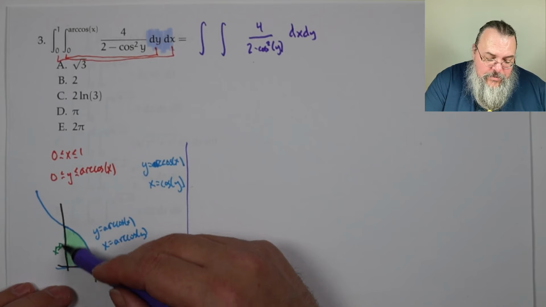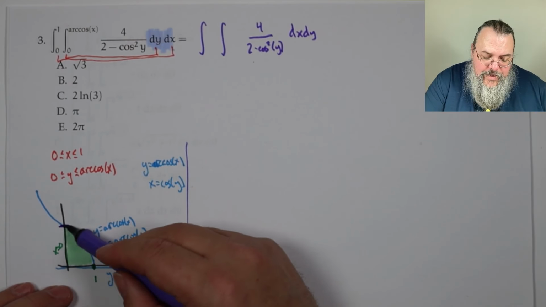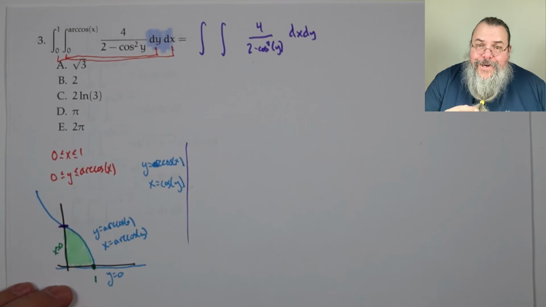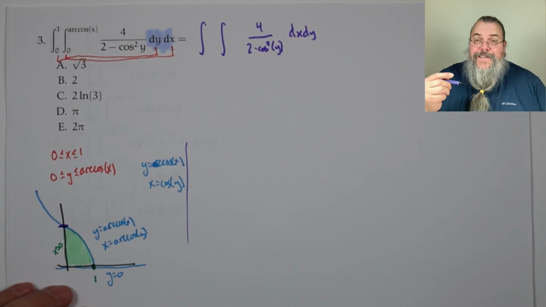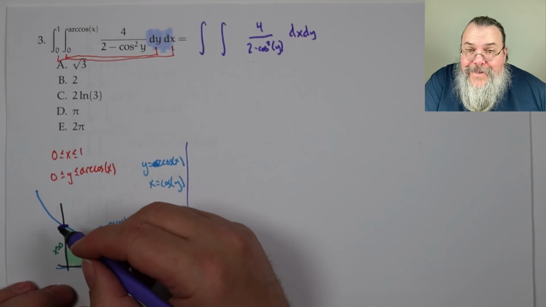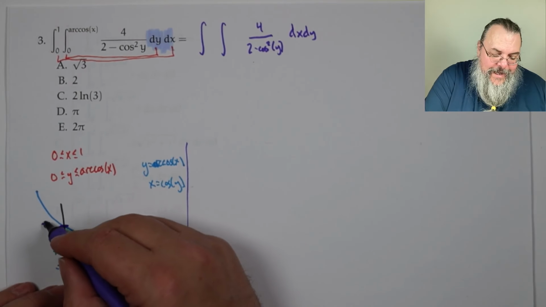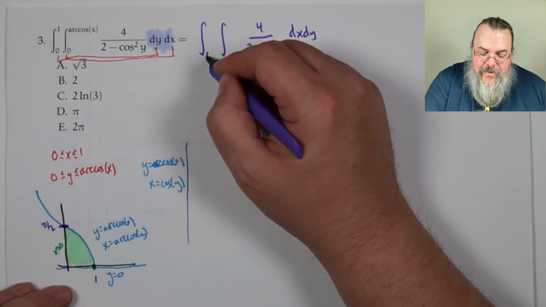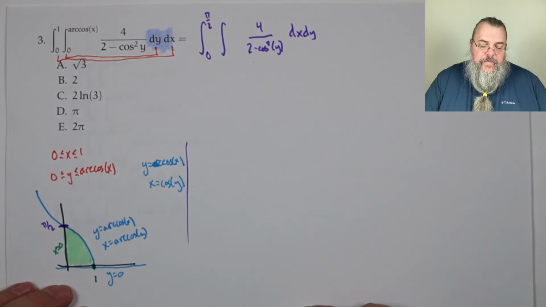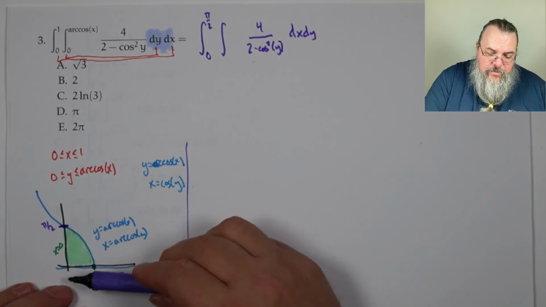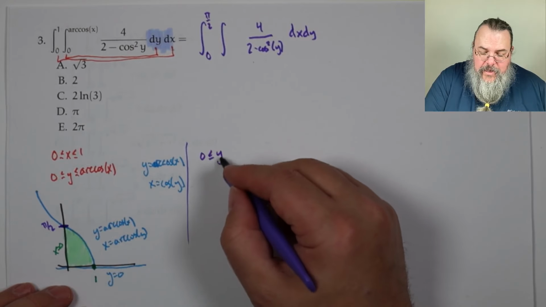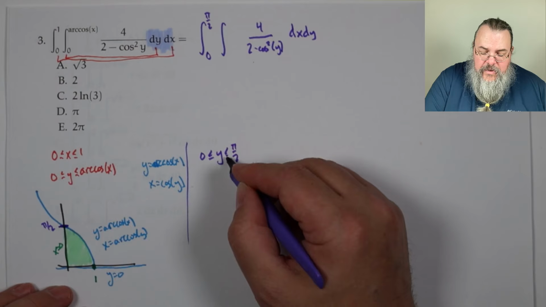Well, we have to figure out, where's this point? That's arc cosine of 0. What angle, when you plug into cosine, gives you 0? The answer may not surprise you. It's pi halves. So we're talking 0 to pi halves. That's the range for y: 0 ≤ y ≤ π/2.